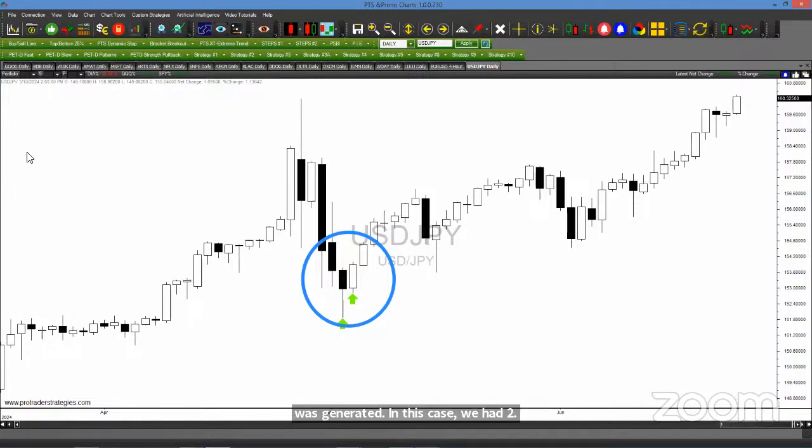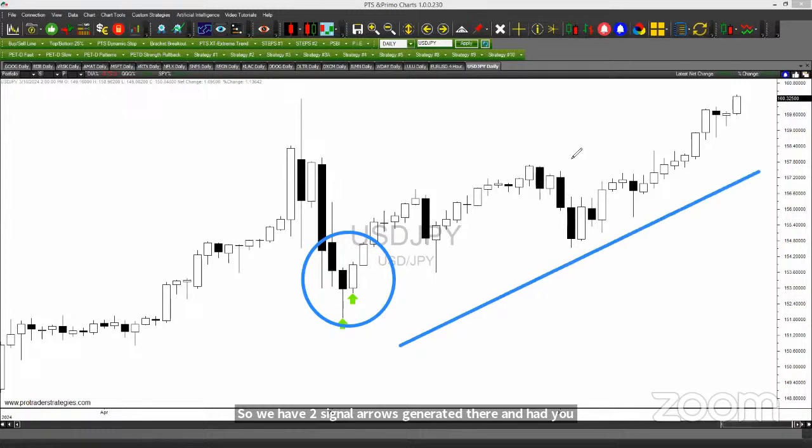And had you taken either one, potentially riding it up until this week, you could have potentially captured upwards of 700 pips. That's close to $7,000 per unit. That's just in the last couple of months, okay? This is a perfect example of how the pullback phases work in any market and in any time frame.